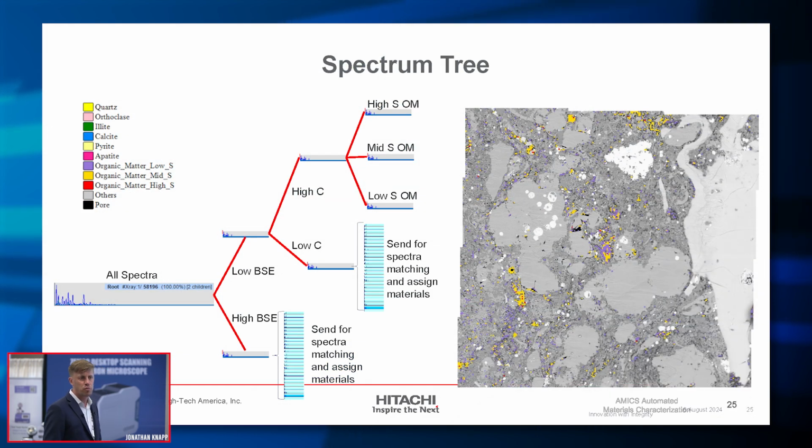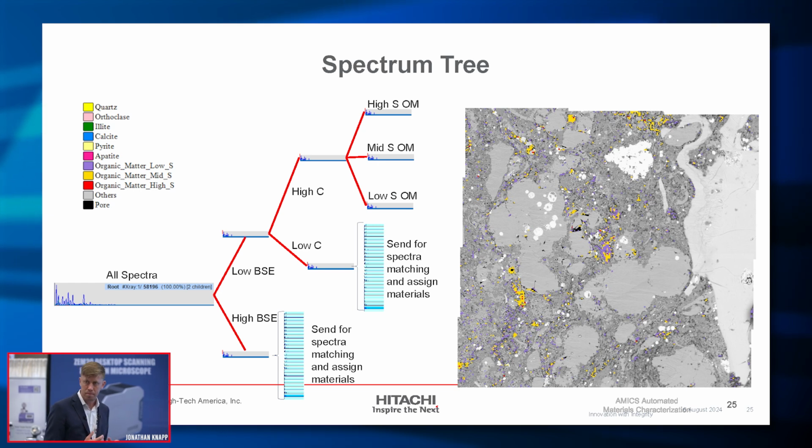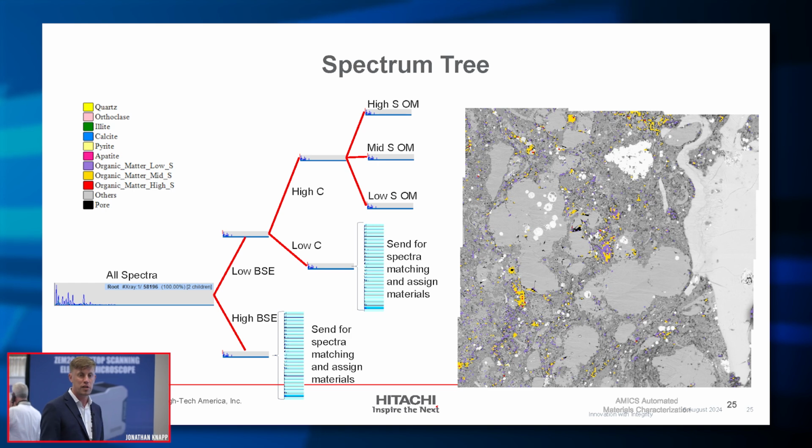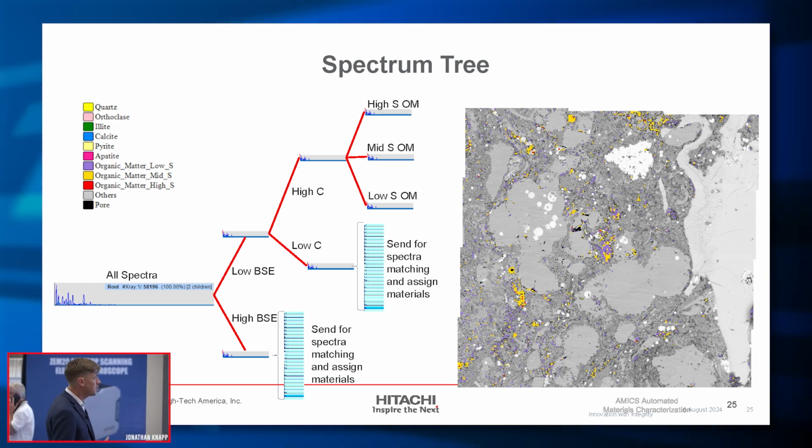And then finally, the spectrum tree. The spectrum tree is a rules-based classification system, so it's a little bit different than matching. And honestly, this is how I do, I would say, 70% of my classification, through spectrum tree, because I'm usually trying to solve very specific problems. So this is an example where we're actually pulling out organic matter, and we're trying to also segregate whether it's high sulfur or low sulfur organic matter.